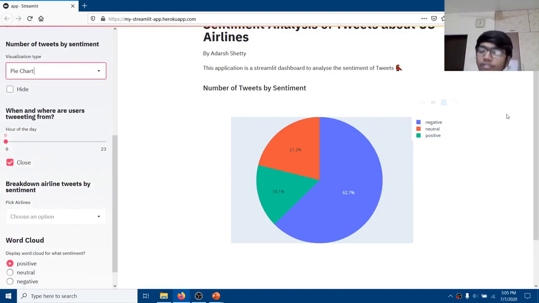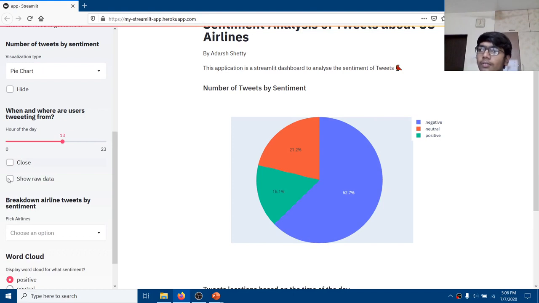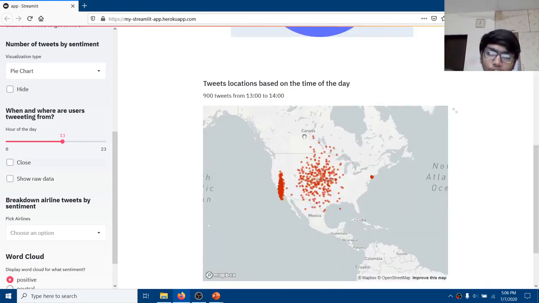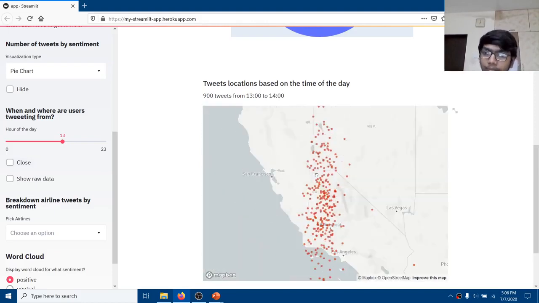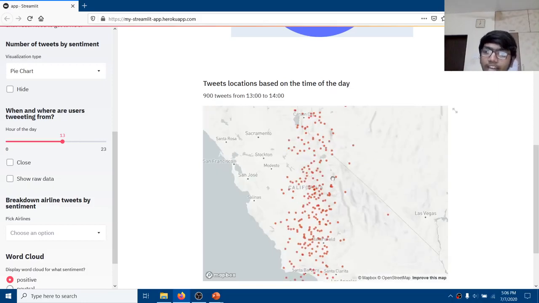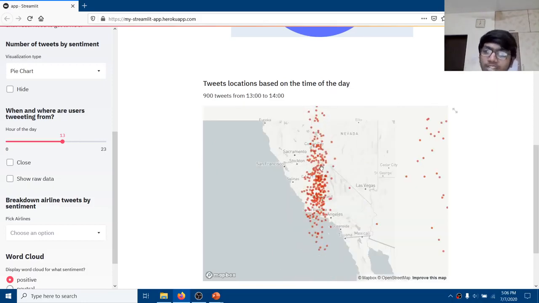If you want to analyze the tweets that were made at a specific time of the day, for example 1 o'clock, as you can see, with the geographical location and the time of the day, we get who tweeted here. For example, in California there is a mass number of tweets at this point of day. Maybe a flight or two may have been delayed there, so the customers may be outraged and tweeting about it. That may be a possible scenario.